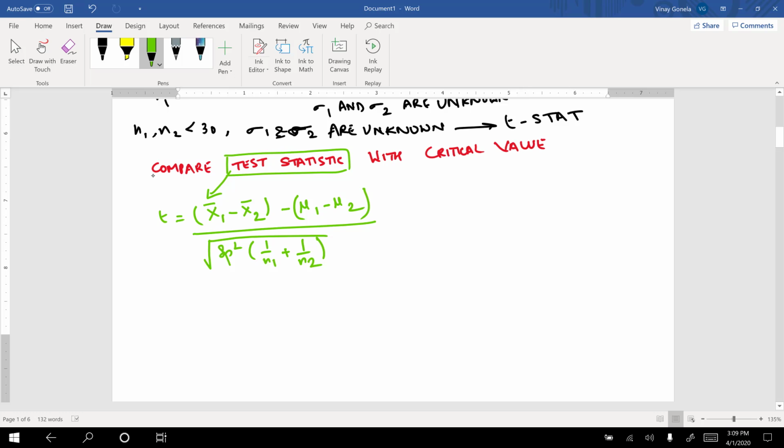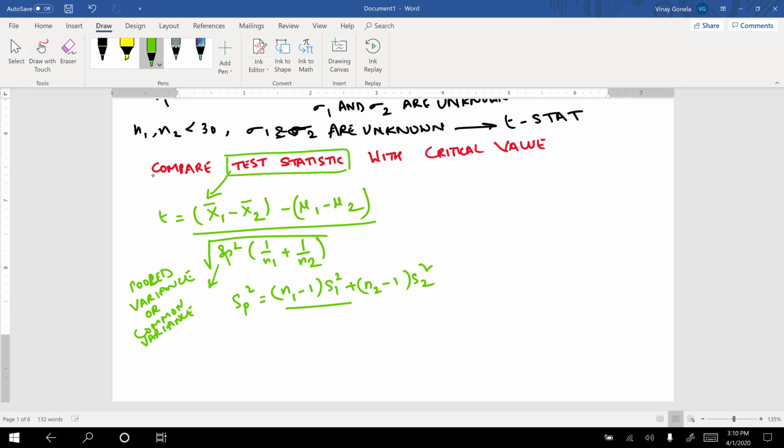The next step is to calculate sp squared. This is the pooled variance, or common variance. So we will be calculating it. For the common variance sp squared, the formula is n1 minus 1 times s1 squared plus n2 minus 1 times s2 squared, divided by n1 plus n2 minus 2.